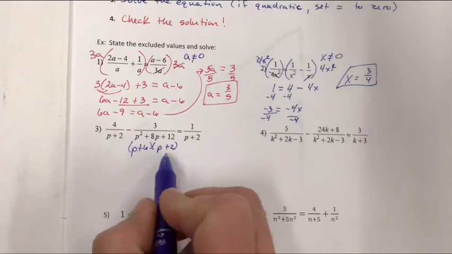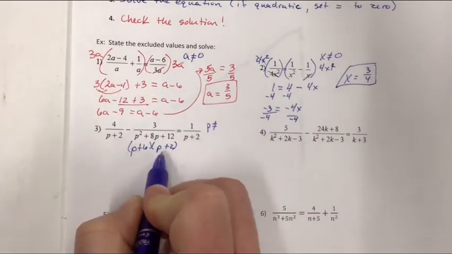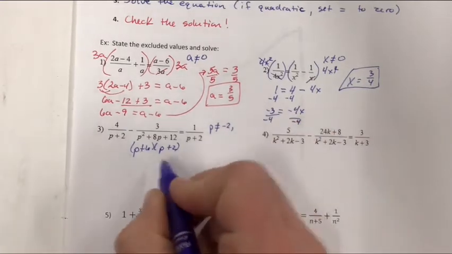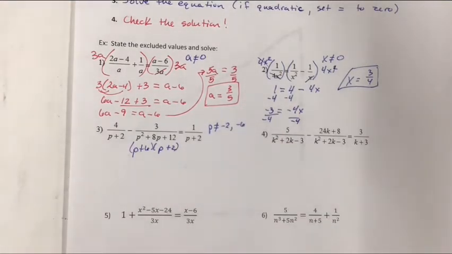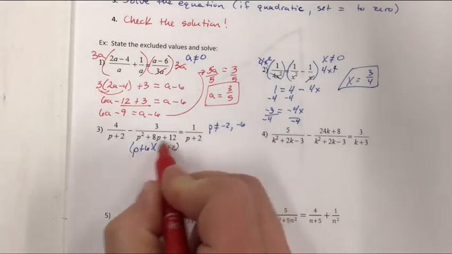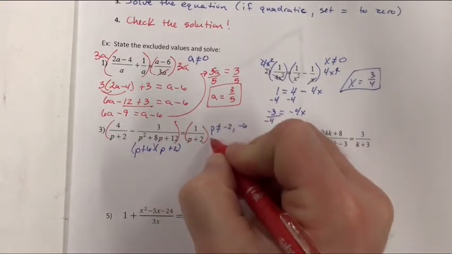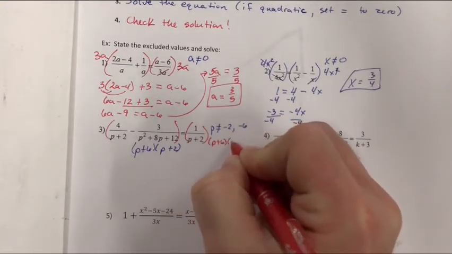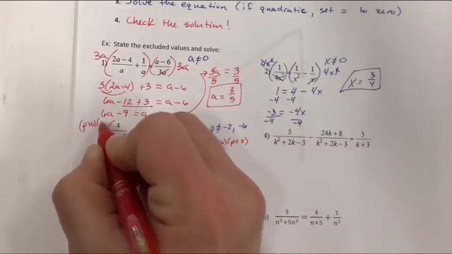It also helps me see what my excluded values are. P cannot equal negative 2 or negative 6. Those are the only excluded values I have. So now I can take that as my least common denominator and multiply both sides by that. P plus 6, p plus 2. And I want to leave it in factored form. P plus 6, p plus 2.